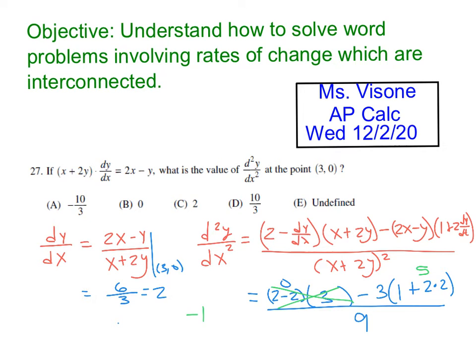So negative 15. Uh-oh, I did something wrong. Over 9. What did I do? Minus, that's not a 3. It should be a 2, right? 2 times 3. Oh, that's a 6. So this is 6, so that's 30 over 9. Negative 30 over 9, which is negative 10 over 3. So it's A.